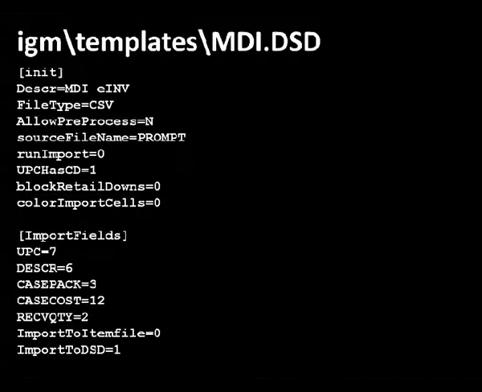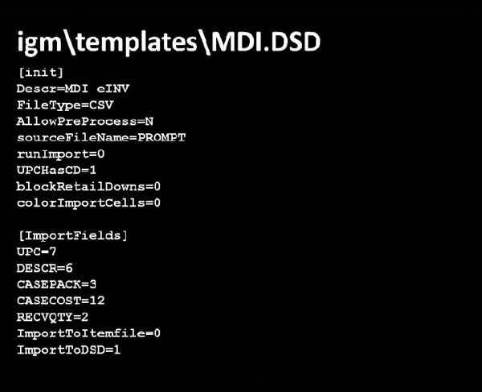You're going to notice we're not reading a lot from this file. The only thing we're going to read is the UPC, obviously, a description, case pack, case cost, received quantity. You're also going to notice that we say we're going to import to DSD, but we're not going to import to the item file. That is important because MDI has told us we should not be using this file to actually host or maintain pricing in the system. So what we're going to do is read in a temporary description, case pack, case cost, and received quantity just for the use of making an invoice in the DSD system that we can then use to update our on-hand counts in the IGManager system.